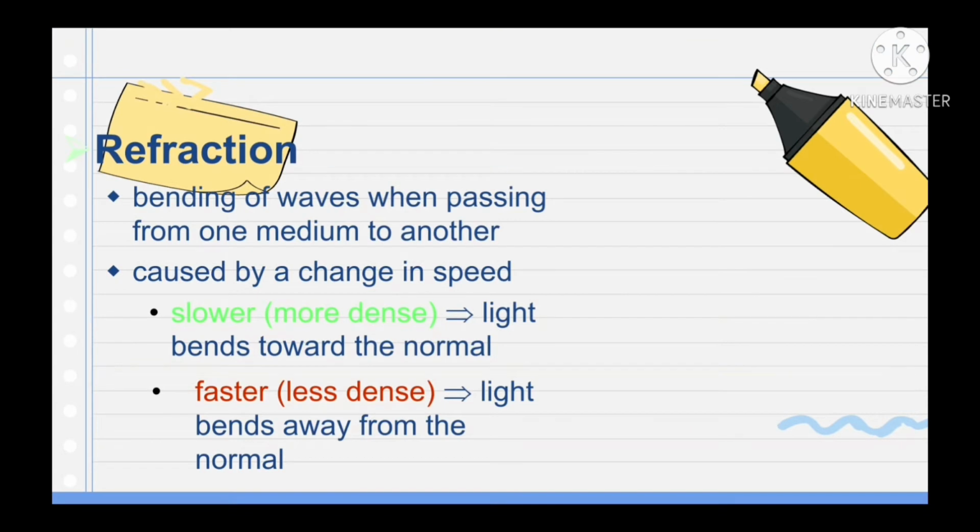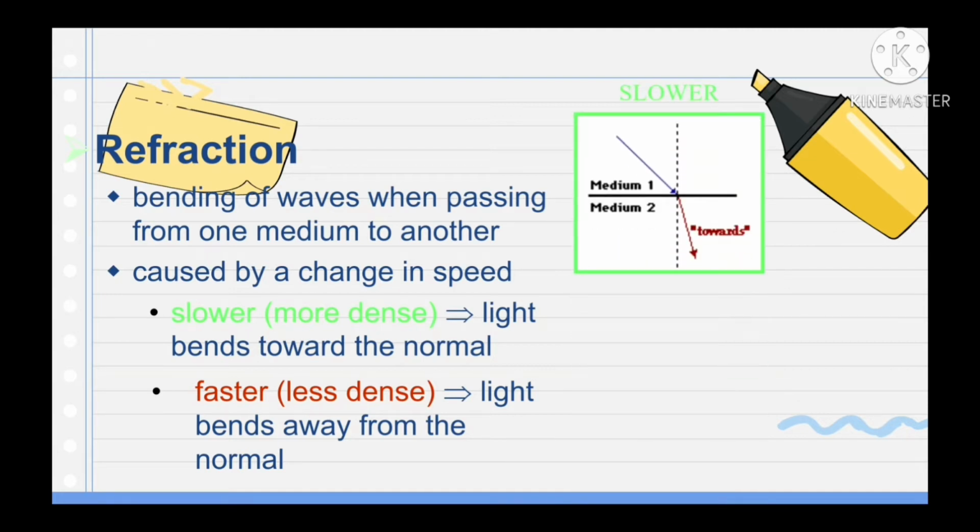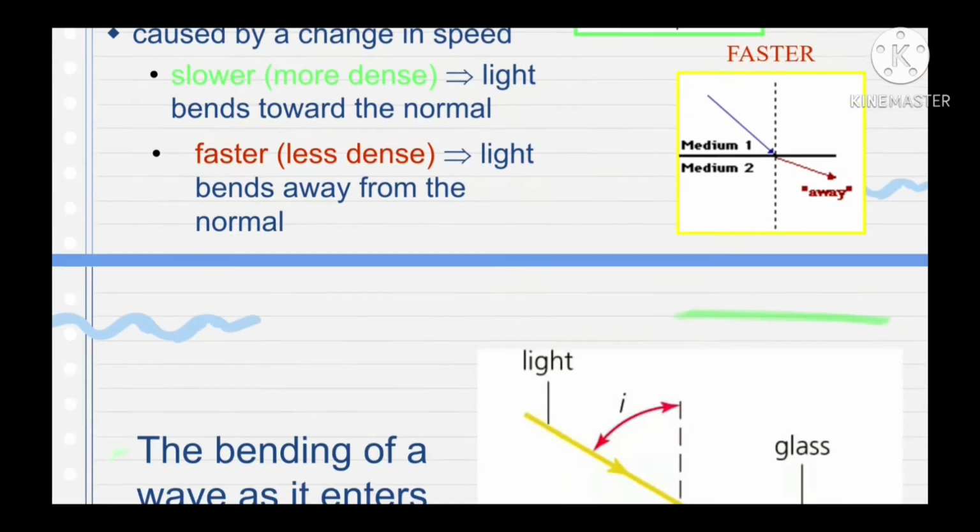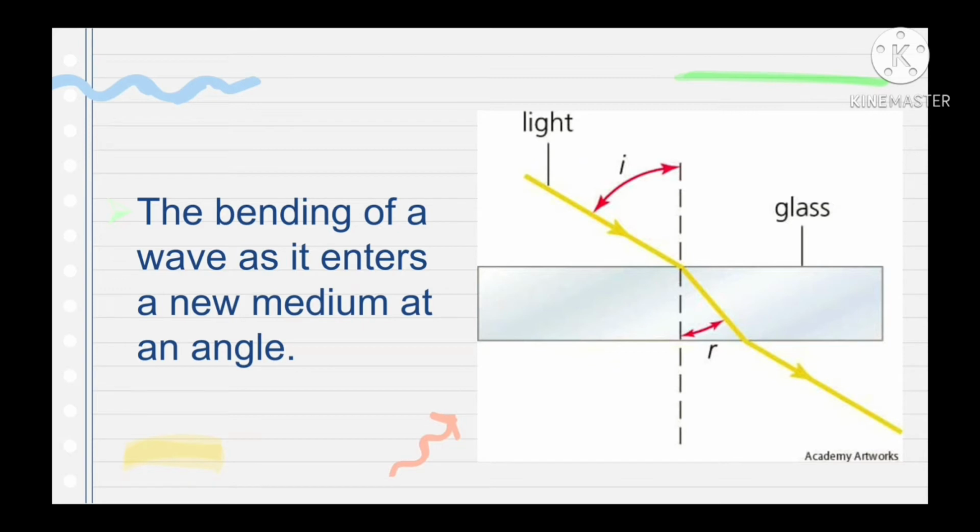What is refraction? Refraction is the bending of waves when passing from one medium to another, caused by a change in speed. When slower or more dense, light bends toward the normal. You can see the picture. And then when faster or less dense, the light bends away from the normal. Okay, refraction is also the bending of a wave as it enters a new medium at an angle.